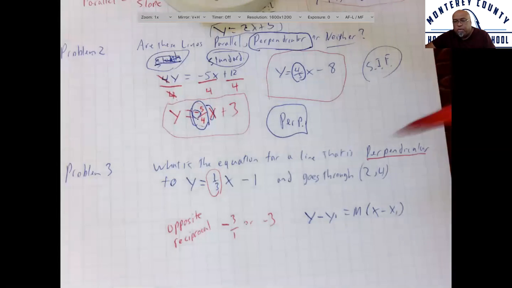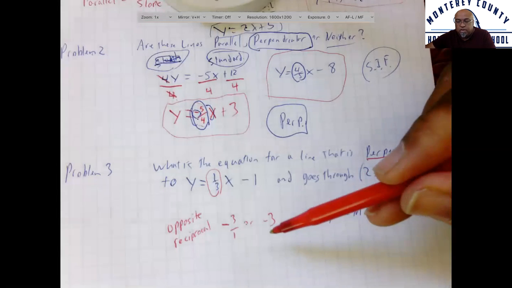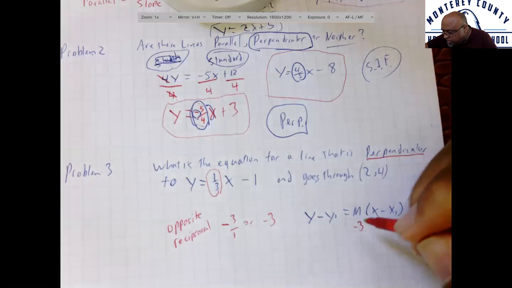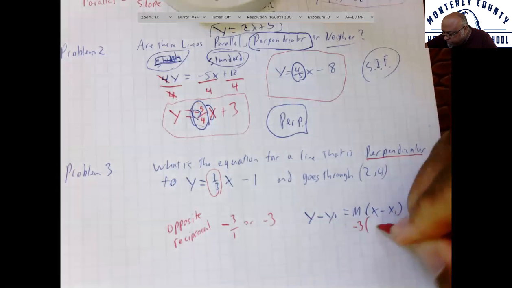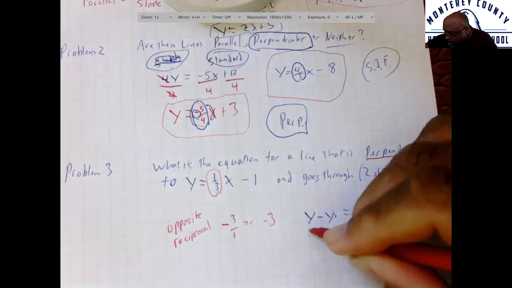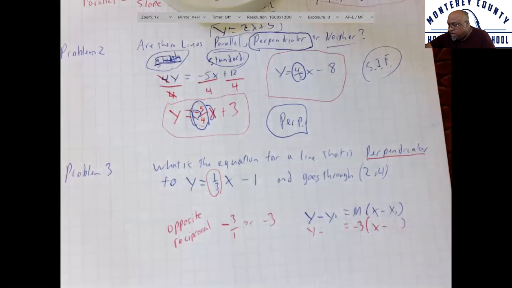So in this problem, the first step is to find the slope for the perpendicular line. So the slope for the perpendicular line is negative 3. So I can now substitute that into my equation. Now that I have a given point, just put the point in the right spot.